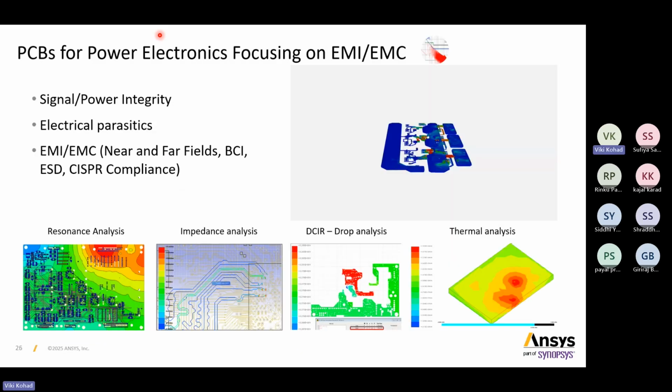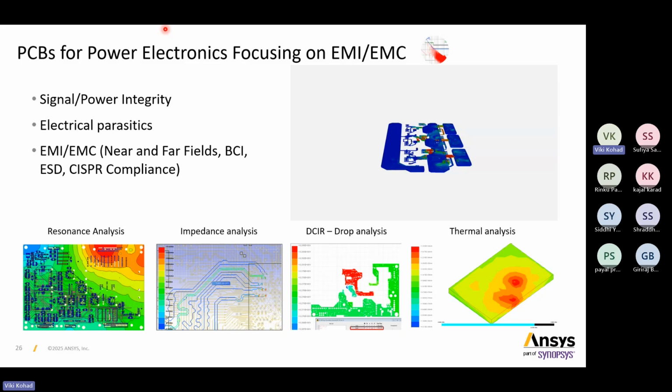Next is the PCB analysis, PCB for power electronics. So you have one of the PCB components, and inside the PCB components if you want to do any thermal analysis or any EMI/EMC analysis, what you need to do is first design your PCB. For the PCB and signal and power integrity calculations, the SIwave tool is there. In SIwave you can do the PCB analysis for signal and power integrity. Whatever the resonance analysis, impedance analysis, drop analysis, you can perform inside SIwave.